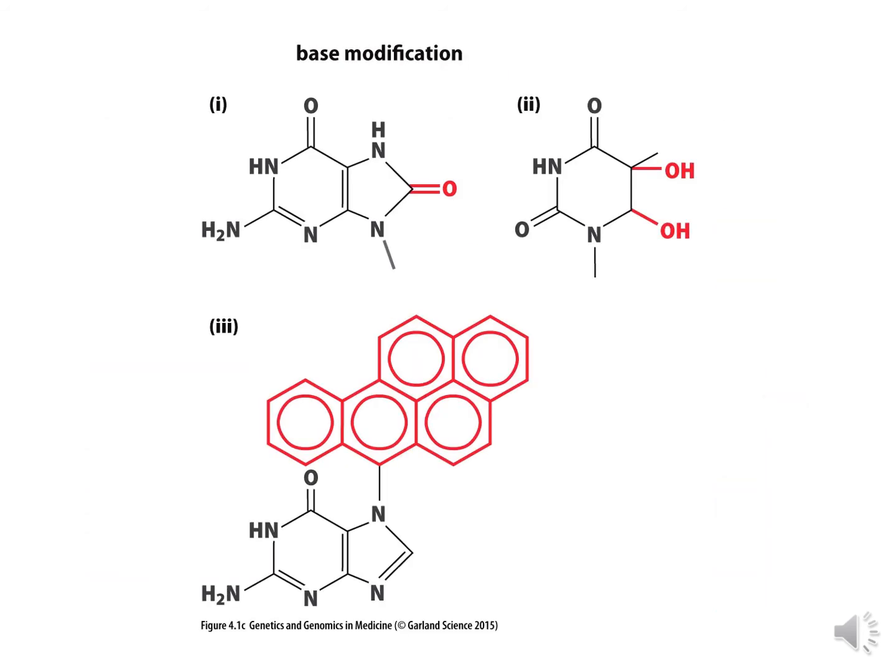Shown in this slide are examples of base modification. Altered bonding or added chemical groups are shown in red. Examples are 8-oxoguanine, which is shown on the far left, which base pairs to adenine and so induces mutations.